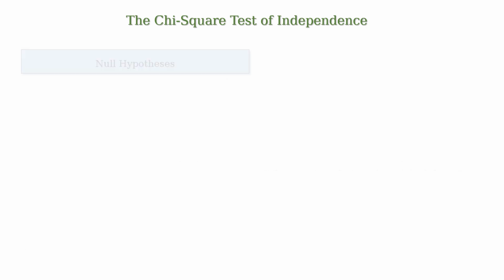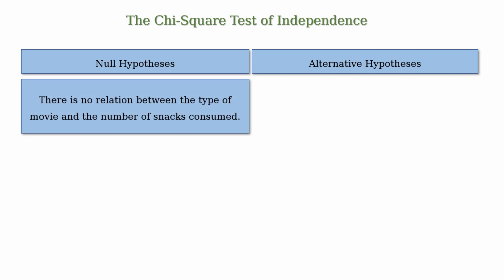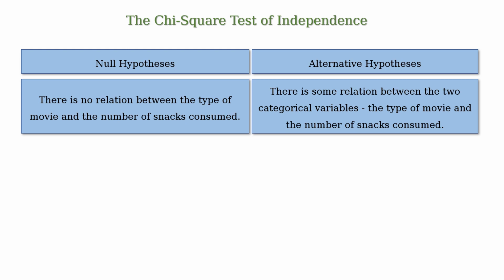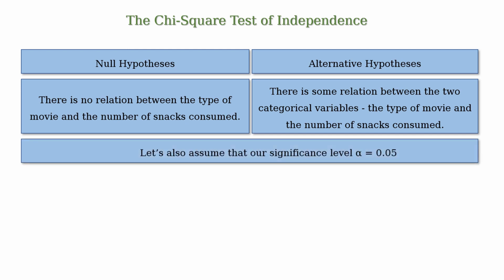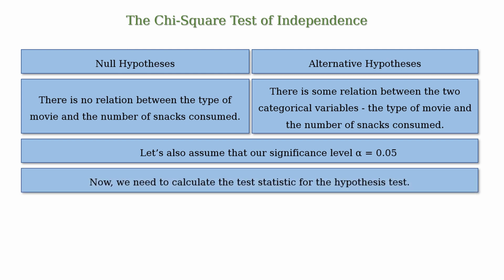So, let's go ahead with our hypothesis. Our null hypothesis is that there is no relationship between the two categorical variables. In other words, there is no relation between the type of movie and the number of snacks consumed. And the alternative hypothesis is that there is some relation between the two categorical variables. In other words, the type of movie and the number of snacks consumed are not independent. Let's also assume that the level of significance is 0.05.